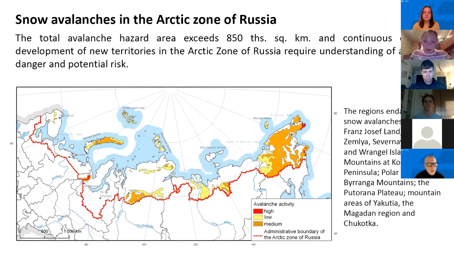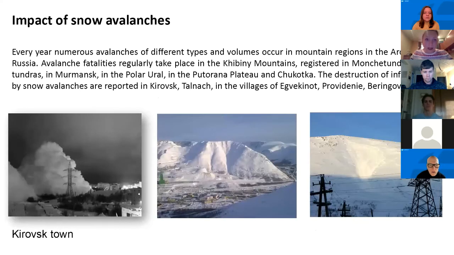If we are talking about the continent, avalanches regularly occur in the mountains of the Kola Peninsula, the Polar Urals, the Byrranga Mountains, the Putorana Plateau, mountain areas of Yakutia, the Magadan region, and Chukotka. Every year, numerous avalanches of different types, for example wet or dry, slab or powder, and of volumes small, very small, and very big, occur in mountain regions in the Arctic zone of Russia.